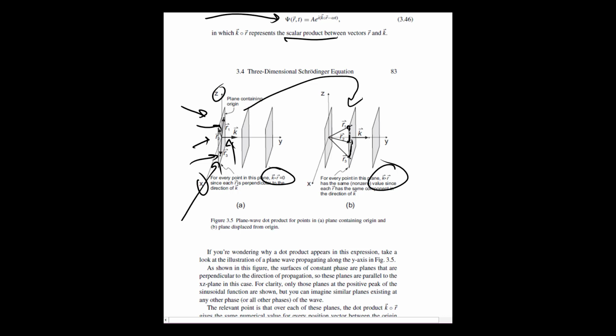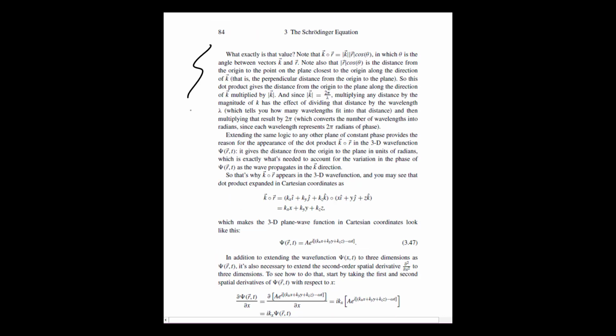That is, it will have the same value for every point on this plane, just as it had the same value of 0 for every point on this plane. And if we had done a third plane, all of the points on this plane have a different but constant value of k dot r. There's an explanation here of exactly what that mathematics looks like.